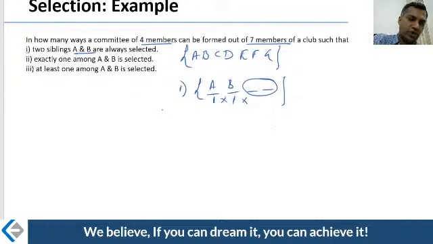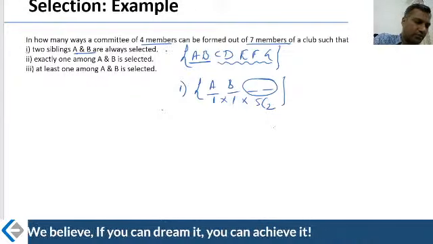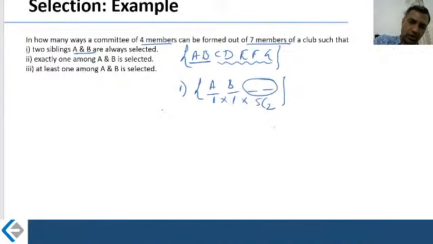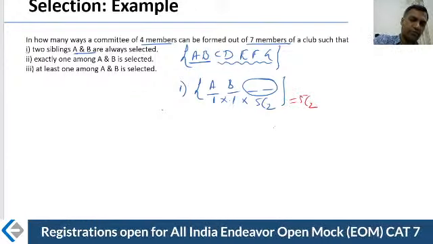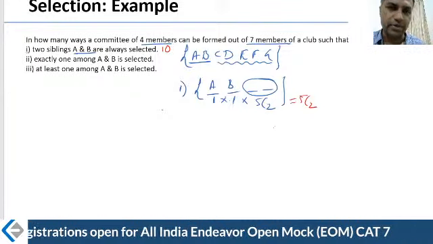Other 2, your choice means what? How many are left after A and B are gone? Another 5 folks are left. So 5C2. The answer to the first question is therefore 1 into 5C2, that is 5C2, which is 10. So you can form that particular committee in 10 ways, provided A and B are already there.